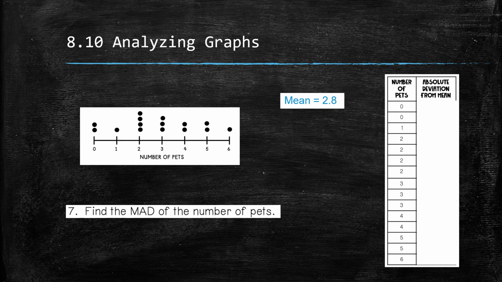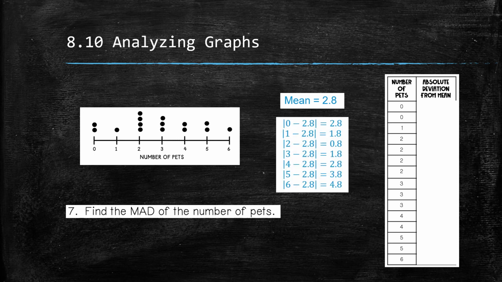Since I have several points that have the same data point, I'm just going to make a little chart on the side here and do one for each representation in my dot plot. And then I can go ahead and fill out for each data point on my chart.